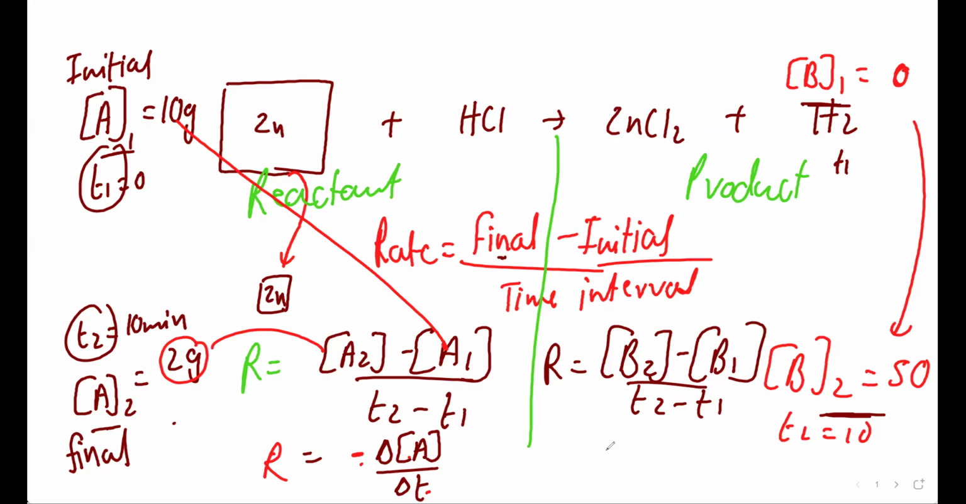For product, what will I get? Delta B by delta T. But here I will not get a negative sign; here I get positive. Why? Because my final was 50 and initial was 0. So what does this indicate? As time increases, concentration of product increases. So how will I define rate of reaction? Rate of reaction is nothing but the decrease in concentration of reactant per unit time or the increase in concentration of product per unit time. Are you getting it?